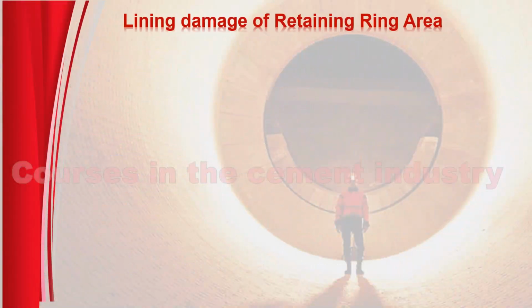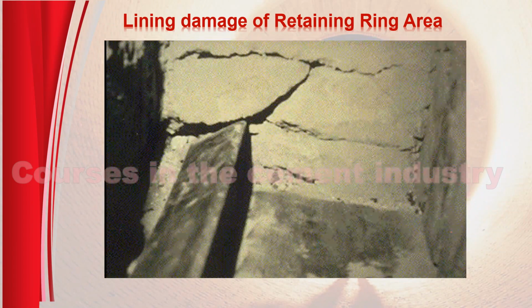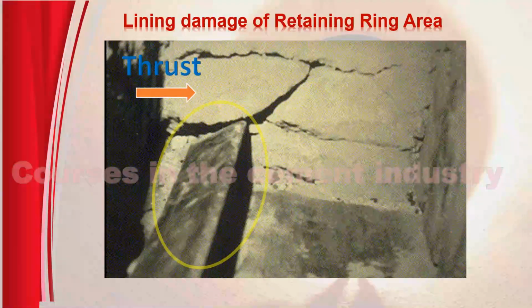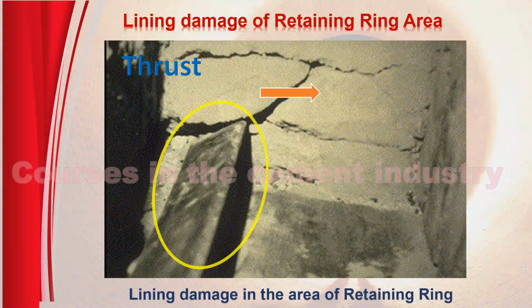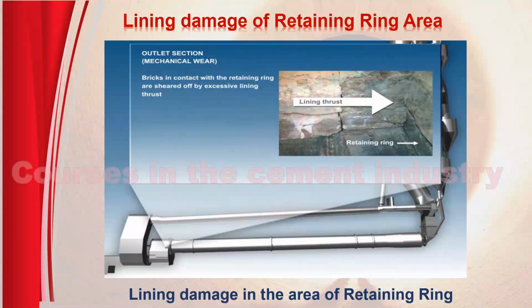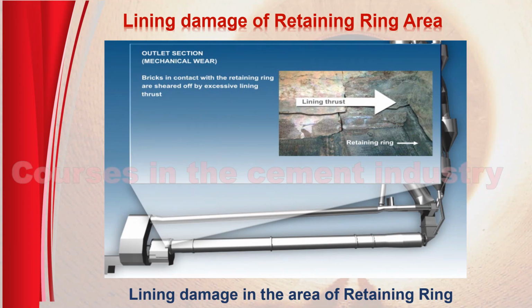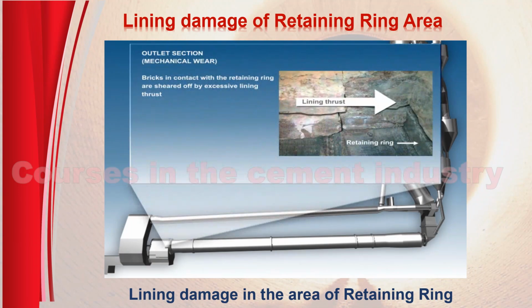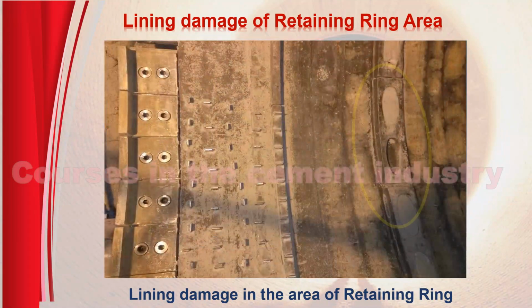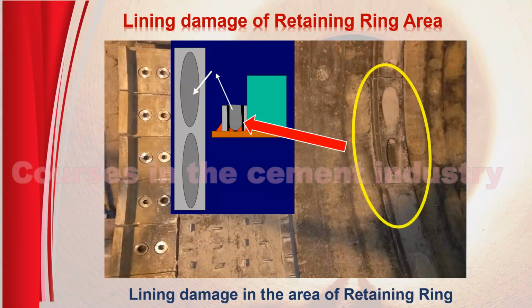Lining damage of the retaining ring area. We can see in this picture the old type retainer ring is unable to arrest the thrust. See also this video: we note bricks in contact with the retaining ring are sheared off by excessive lining thrust. We can see in this picture the new design of retainer ring. Depending on the manufacturer, there are different designs.